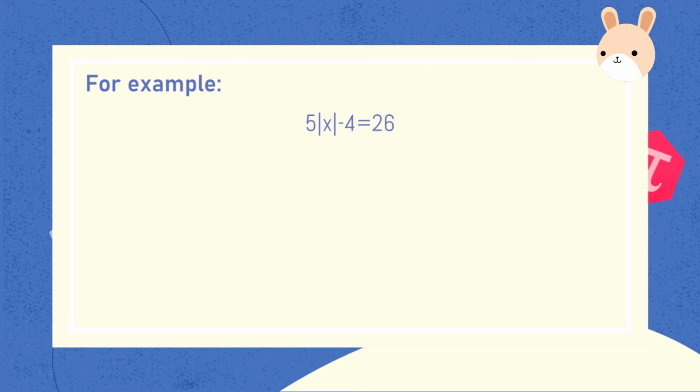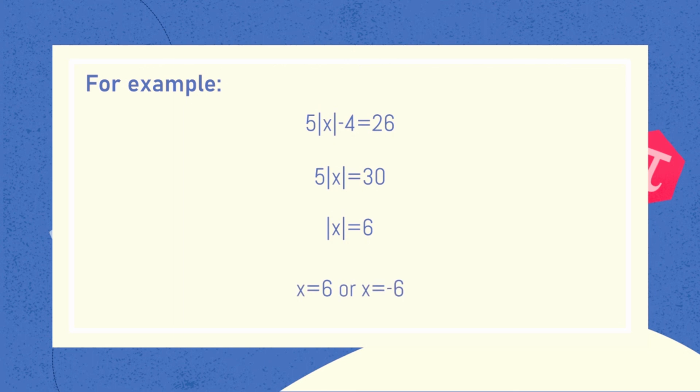Another example, 5 times the absolute value of x minus 4 is equal to 26. First, we will add 4 to both sides. It will lead us to 5 times the absolute value of x is equal to 30. Then, divide both sides by 5, which leads us to the absolute value of x is equal to 6, which means that x is equal to 6 or is equal to negative 6.